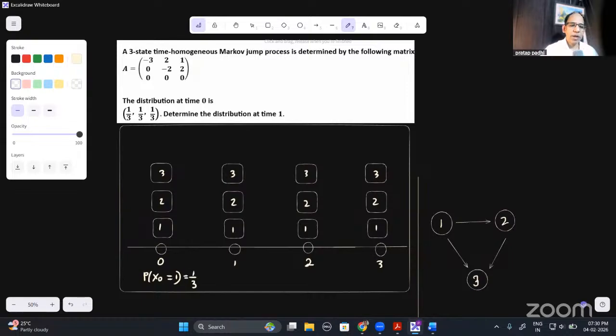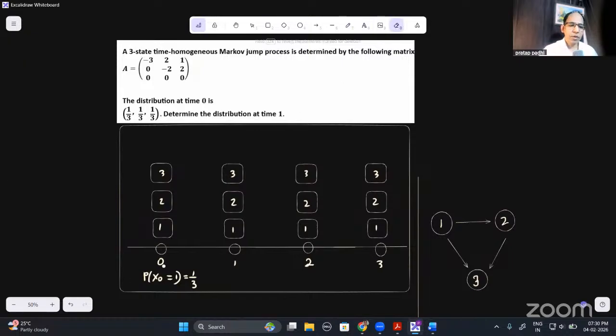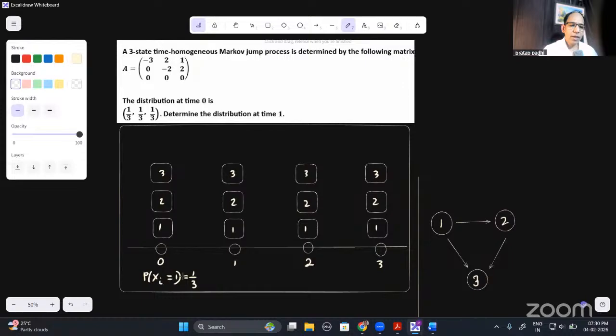Let me write X1, X2, X3 all here. So Xi I can write, because all are equal. I don't have space, so let me write: for every i, Xi is equal to 1 by 3. These probabilities are 1 by 3. That means the probability of staying in state 1 is 1 by 3, state 2 is 1 by 3, state 3 is 1 by 3, around 33%.